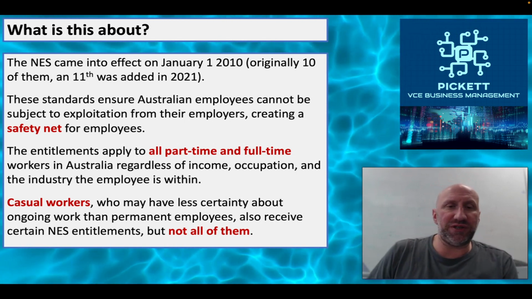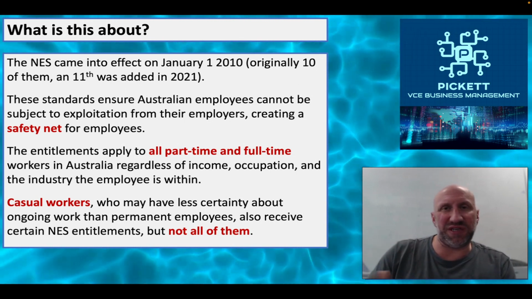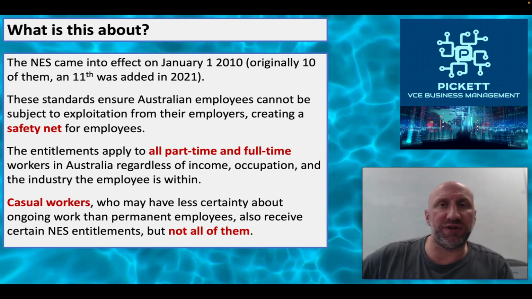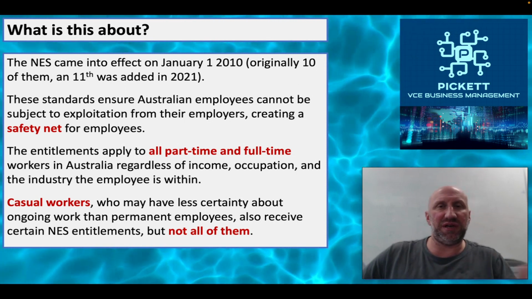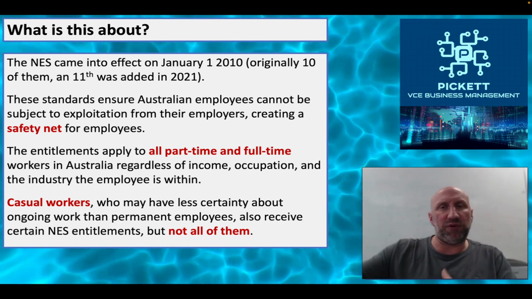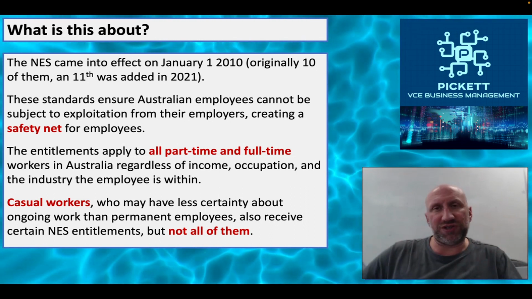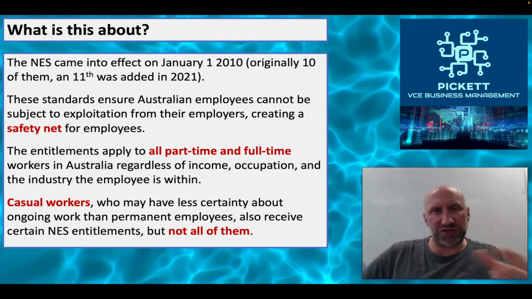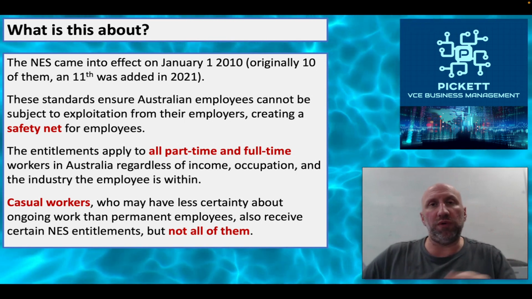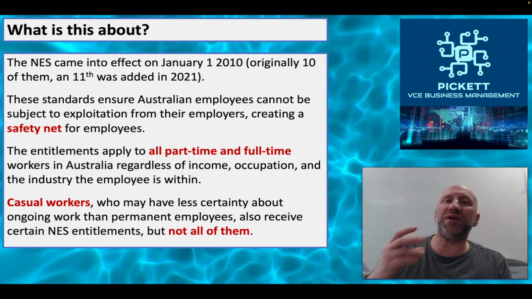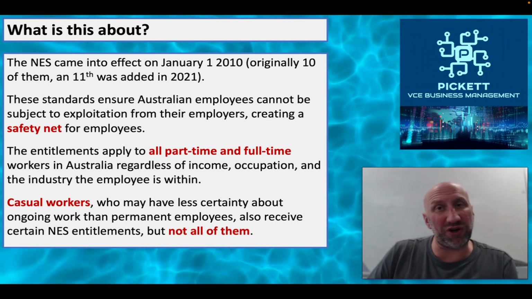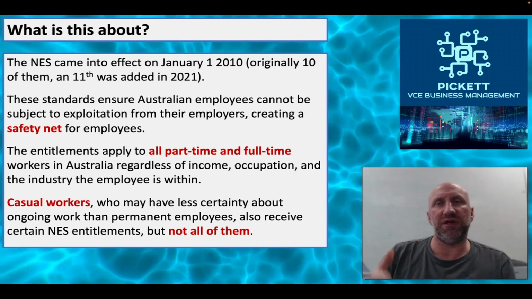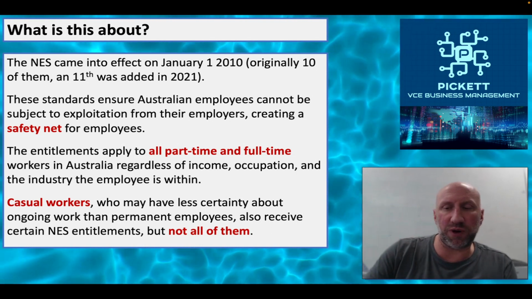Now, casual workers have less certainty about their ongoing work. That's one of the main differences between permanent part-time employees and casual workers. So you have less certainty about your shifts and about whether you're going to be employed into the future, and so on and so forth. But also, with the casual workforce, some of these entitlements that we're going to look at apply to them, but not all. So that's another key thing to remember. When I say the entitlements apply to all workers in Australia, some of these entitlements do not apply to casual workers. Some of them do. And we'll point that out as we go through as well.